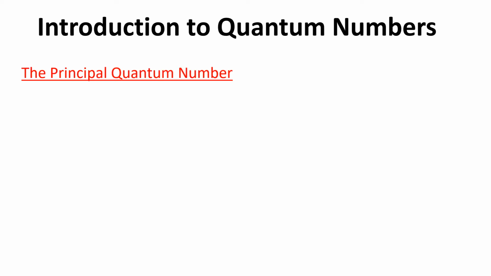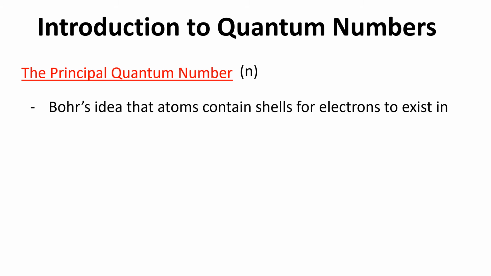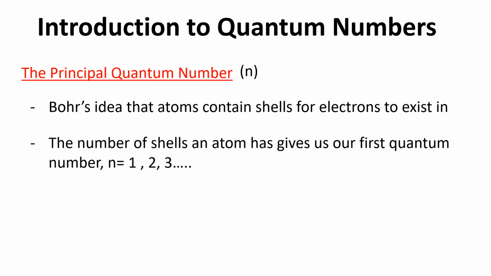So let's talk about the first, the principal quantum number, n, and we've kind of seen n before. Bohr actually was kind of the originator of this n idea. So his idea that atoms contain shells for the electrons to exist in, and that's what n is talking about. It's talking about sort of the number of shells that an atom has.